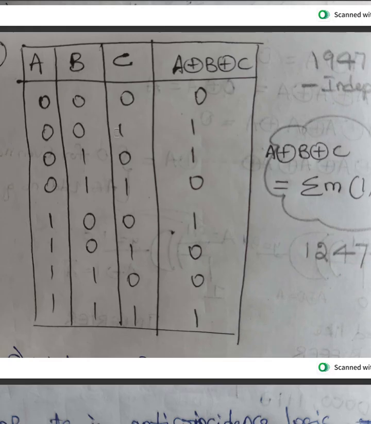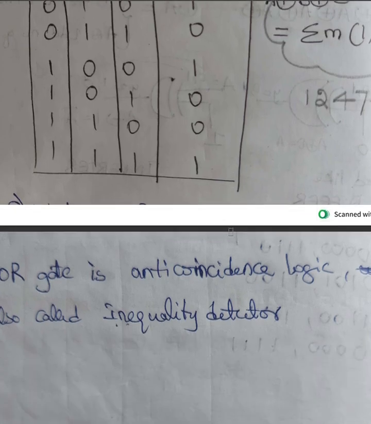The trick is that wherever an odd number of ones comes, the output is 1. So odd number of 1s gives 1, even number gives 0, odd number gives 1. Simply remember it like this. Then A XOR B XOR C is 1247. You have to remember this.